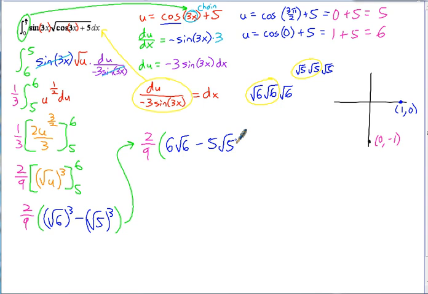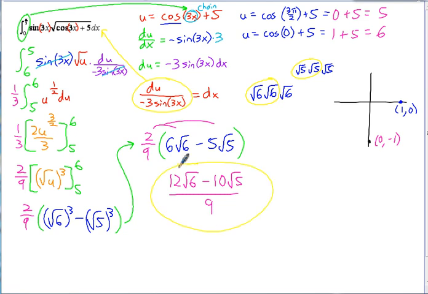So you could leave it like that, but let's say that still doesn't match up with any of them. You could distribute this out. And if you want to leave it as a single fraction, you could distribute the 2, making it 12 radical 6 minus 10 radical 5, all over 9. Or you could split it into 2 fractions, but usually that's written as a single fraction like that. And that concludes the notes for AP Calculus on the topic of integrating by u substitution for definite integrals.